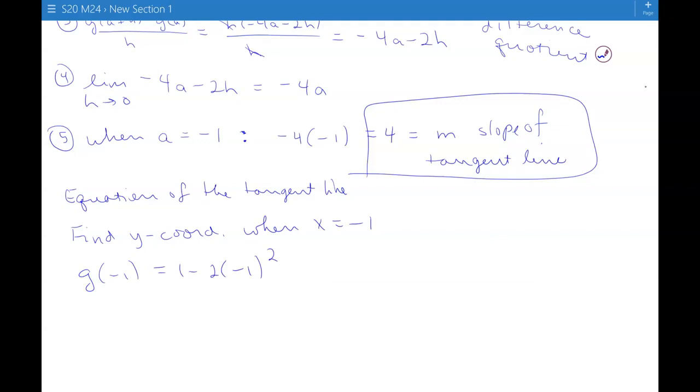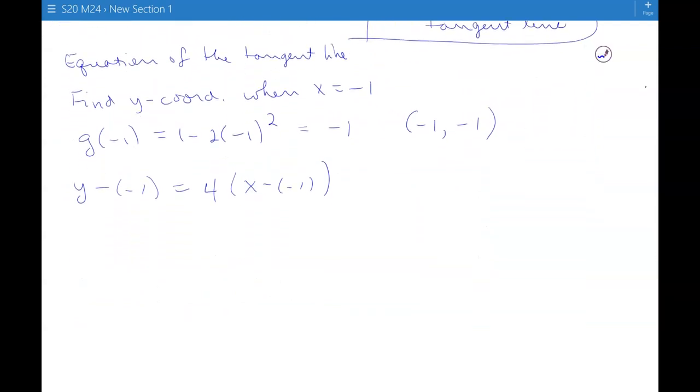Because what's happening here is this is the point where the tangent line and the graph of g touch. It's on both things, the curve and the tangent straight line. So this is going to be -1. So the point -1, -1 is my point that I know is on the tangent line. And so I can write the equation of the line as y minus -1 equals m, which is 4, times x minus -1.